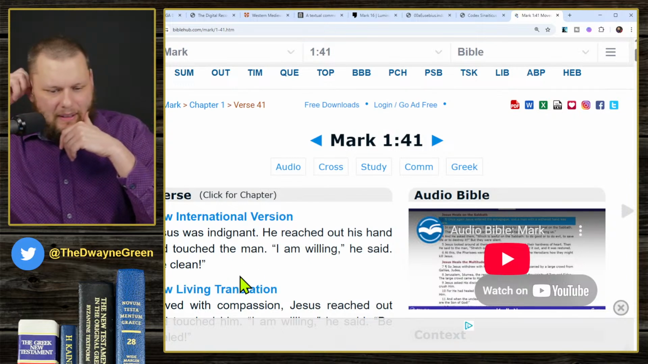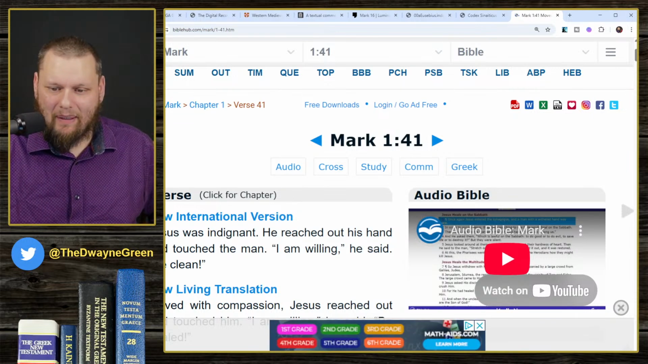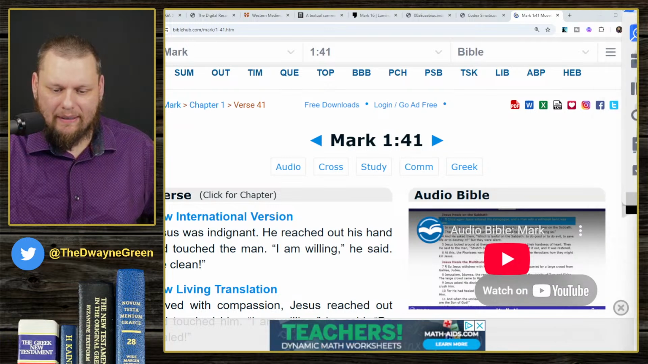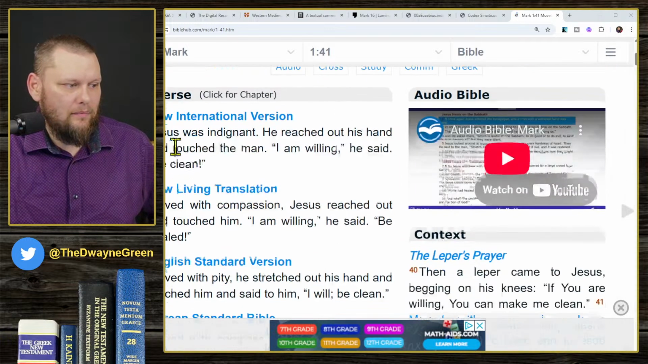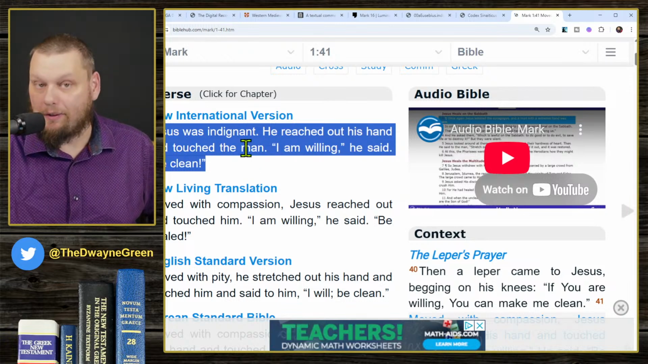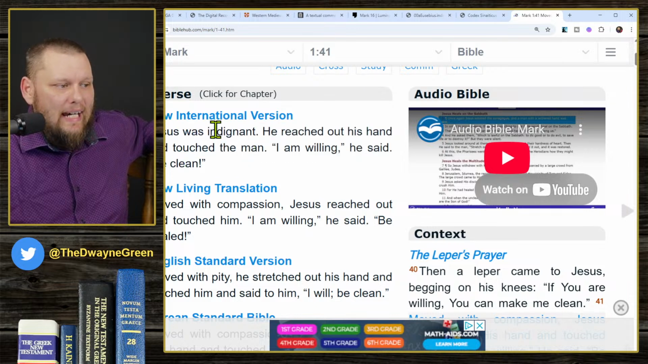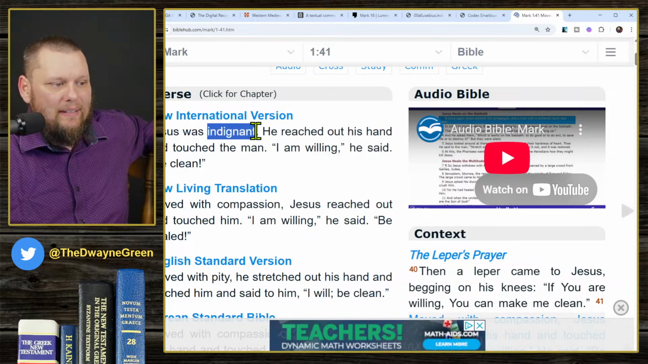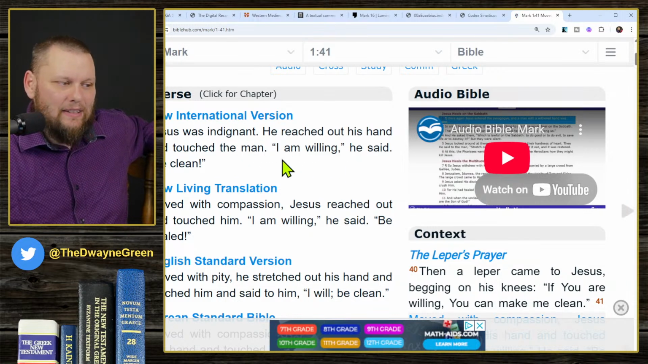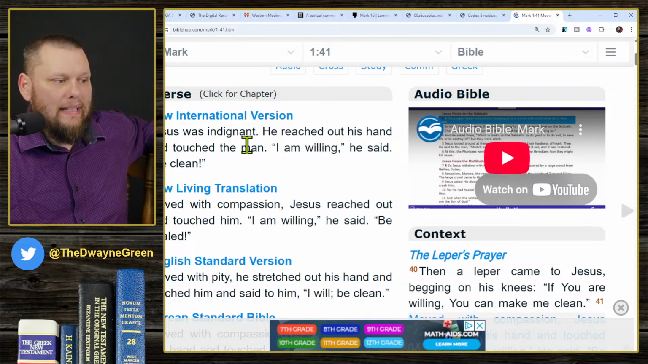All right. So this is a Codex D reading. Let me just make sure I'm showing the right thing. Yes, I am. This is specifically the New International Version. So Codex D has this reading here, indignant or angry. So in Mark 1:41, it says, Jesus was indignant. He reached out his hand and touched the man. I am willing, he said, be clean.